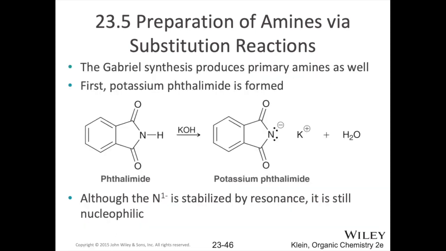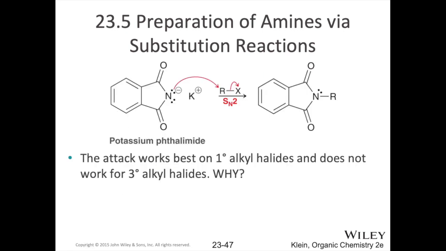Okay, another method to make an amine is called the Gabriel synthesis. First you take phthalimide and convert it into potassium phthalimide using potassium hydroxide, right? So you've got this charged nitrogen species here, and that negative charge is resonance stabilized. This is a nucleophile that can react with an alkyl halide. It does an SN2 reaction, kicks off your halide, and you get potassium halide as a byproduct.